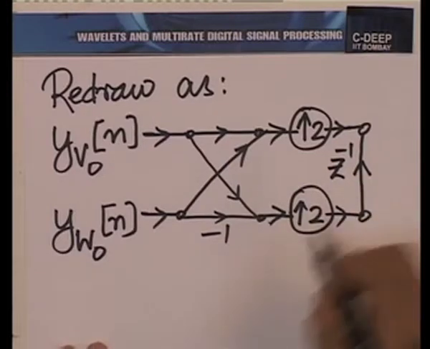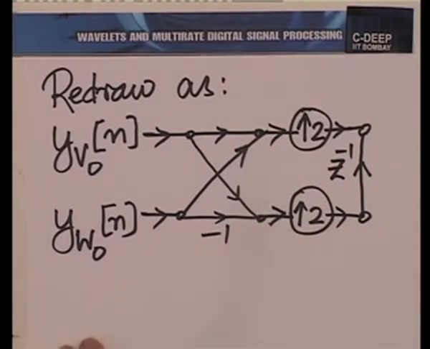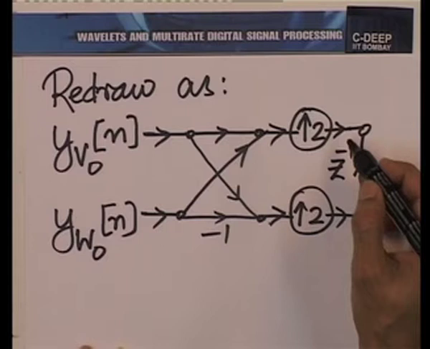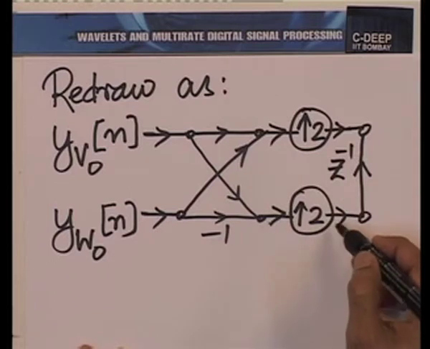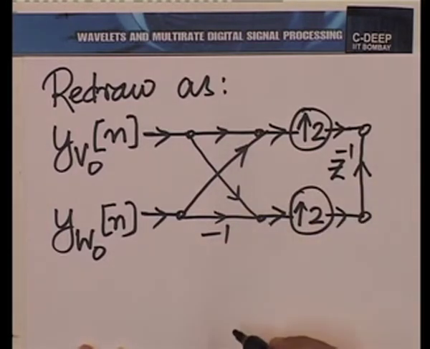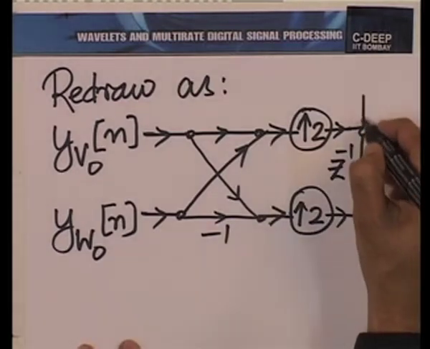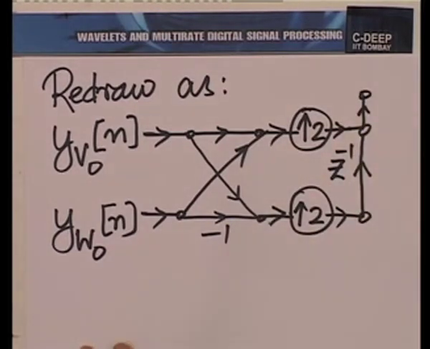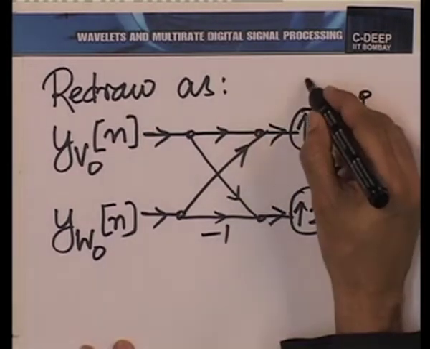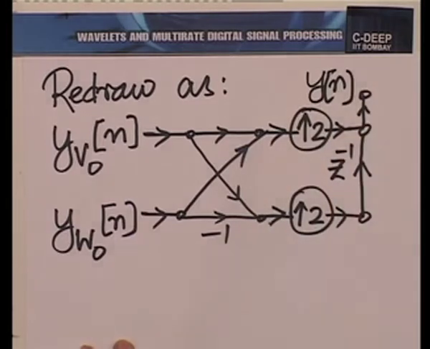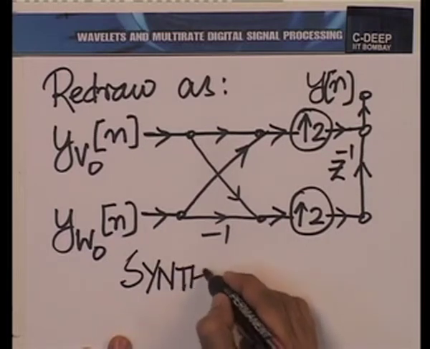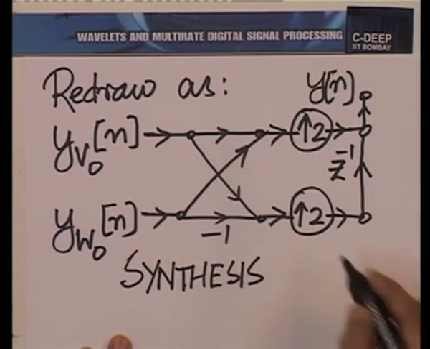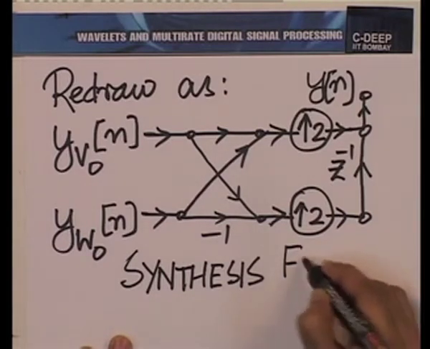What does this z to the power minus 1 do? It shifts this by one step forward. So, if you notice, at the 2nth point it is this which will come, and this would come not at the 2nth point, but at the next point, the 2n plus 1th point, and then you would have this together giving you the sequence that you desire, the sequence corresponding to y, which is y n. So, this is the synthesis. The synthesis process or the synthesis filter bank.